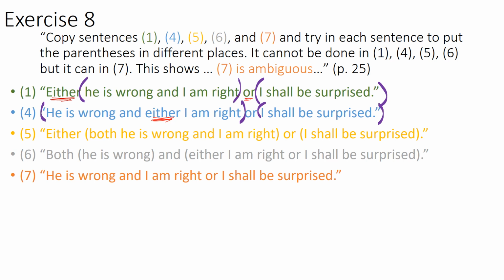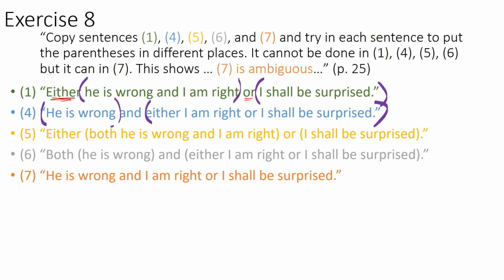Moreover, if the or should be in parentheses, you would think that the and is the dominant operator or dominant connective. So this is all wrong. It doesn't make sense. So let's just try this again. So let's try, he is wrong, in parentheses, either I am right or I shall be surprised, in parentheses. Now, does this make sense? Yes, I think so. There's no other way to do it.